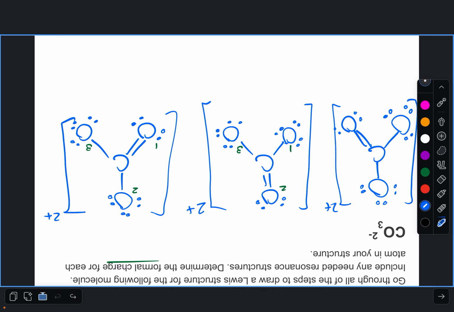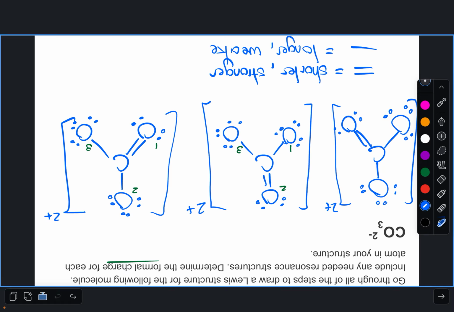Okay, so how do I know which one is right? Or for that matter, is there one that's right? Do you guys remember, I think it was in the video, maybe it was on Friday, that we talked about how double bonds are shorter and stronger than single bonds. Shorter and stronger. And a single bond is longer and weaker. Okay?